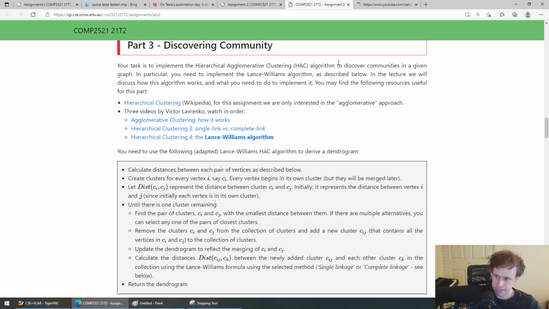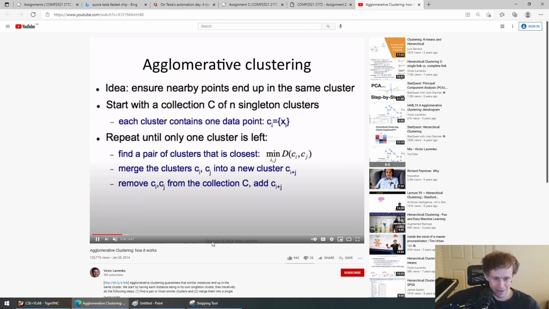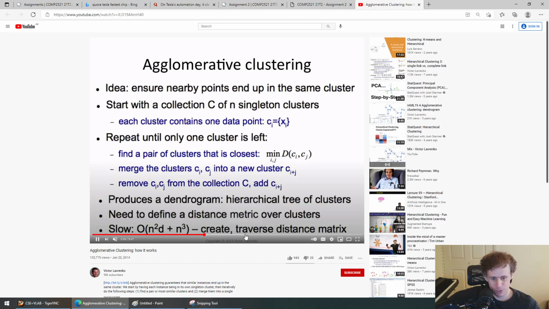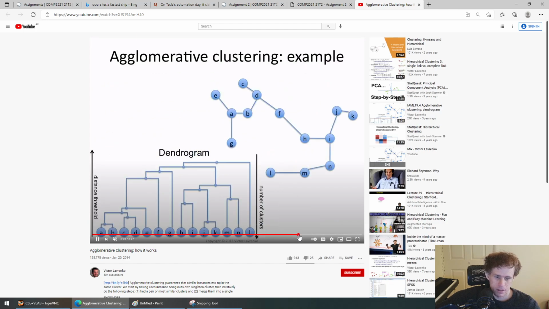There's a couple of videos that have been linked here. I didn't write this assignment first, so there's some stuff on agglomerative clustering where they can talk through it. To be honest, this is useful to really step through it. But they just show you the same kind of thing. It's like, here's my graph. Here is how I would represent it as a dendrogram. This is what agglomerative clustering is, and how I'd represent it.